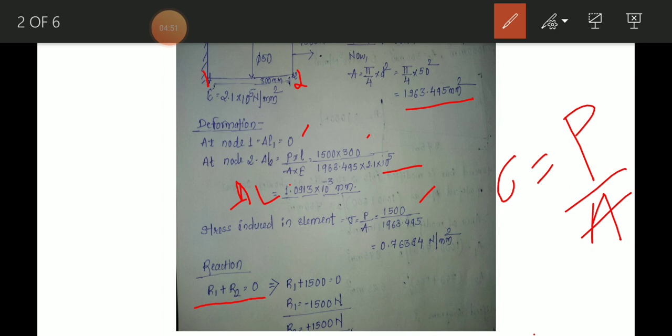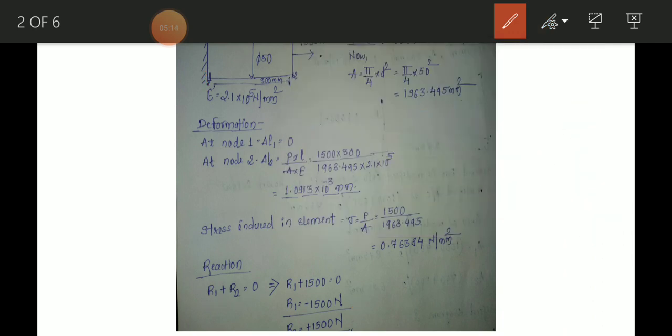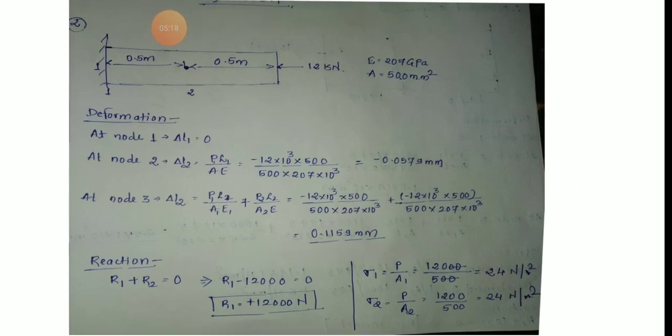So I'll write the expression R1 plus R2 equal to 0. R1 I don't know. R2 is 1500, which is the load at the second node, equal to 0. So when you calculate, you will get R1 equal to minus 1500 Newton, which is the reaction at node number 1. I hope this problem is clear to you. Fine. I will move to the next problem.